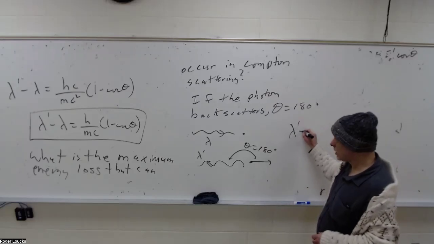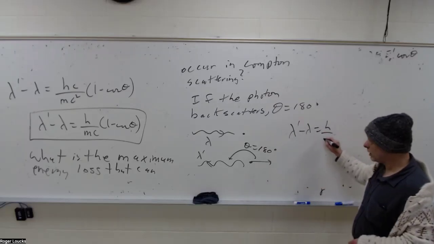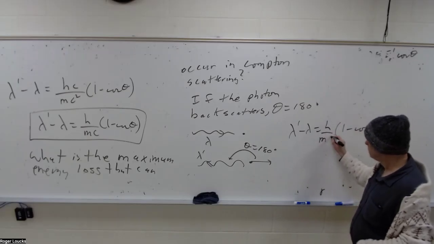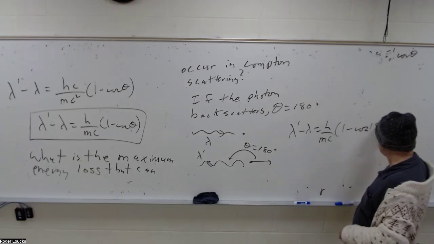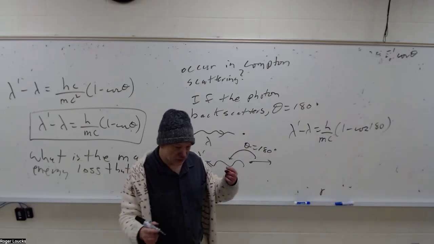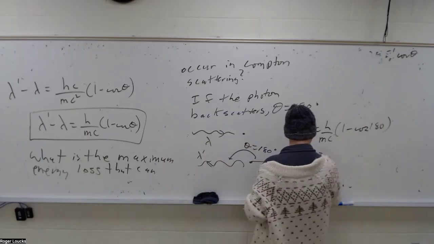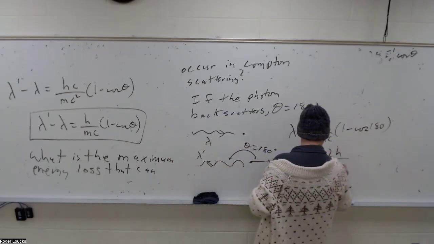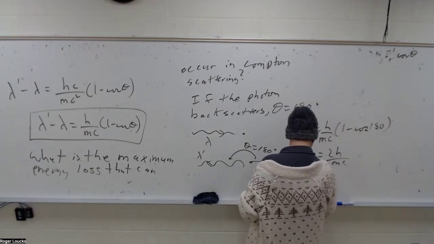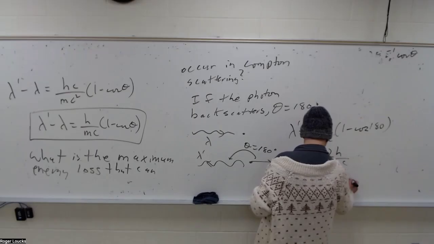What does that give us? Lambda prime minus lambda equals h over mc times 1 minus cosine 180. Cosine of 180 is minus 1. Minus minus makes it 2. So this gives me 2h over mc. The lambda prime is your lambda plus 2h over mc.